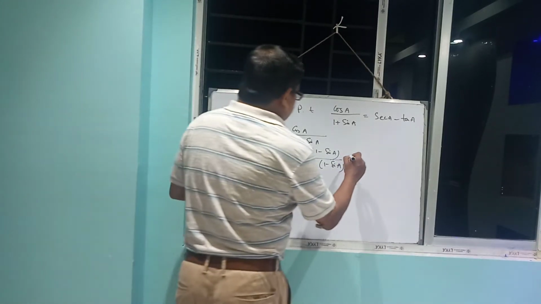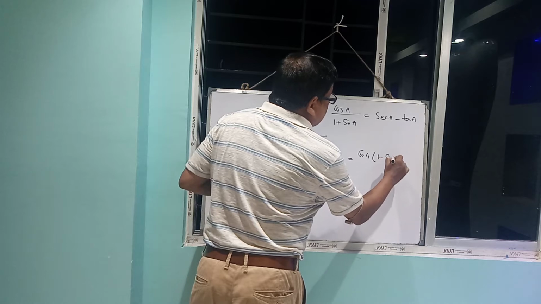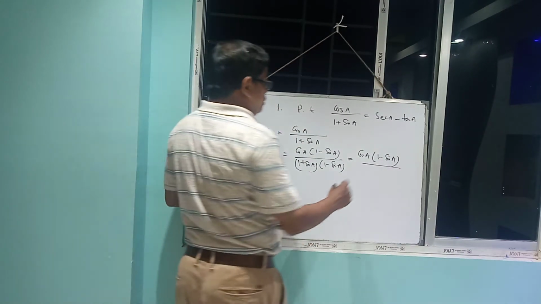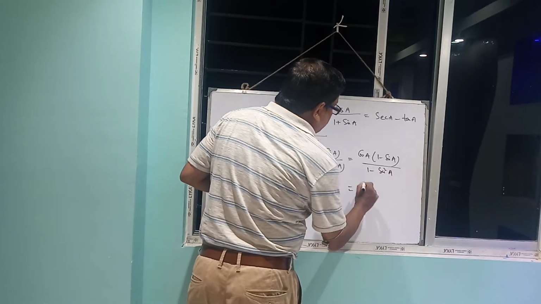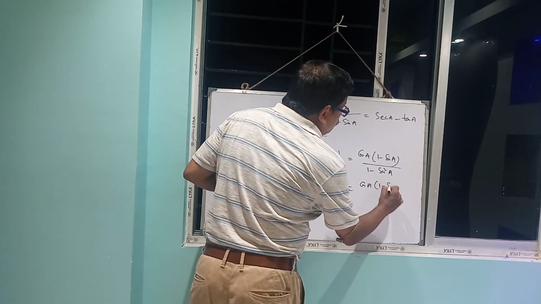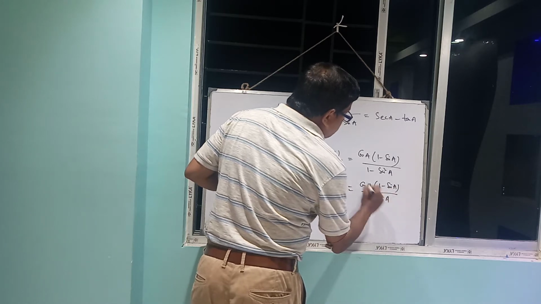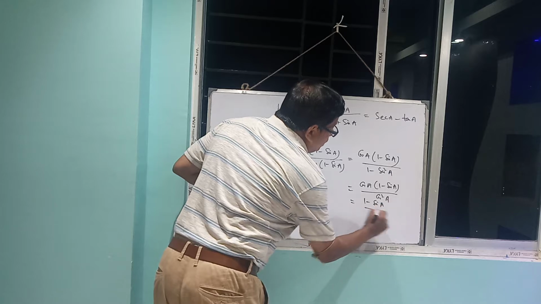Okay. Now write cos A into 1 minus sin A. In the denominator, you know A minus B, A plus B, A square minus B square. So write 1 minus sin square A. So write cos A into 1 minus sin A by cos square A. One cos A cancels, no? So write 1 minus sin A by cos A.